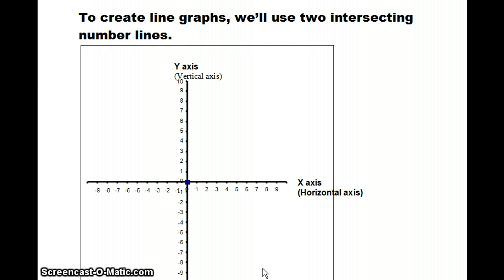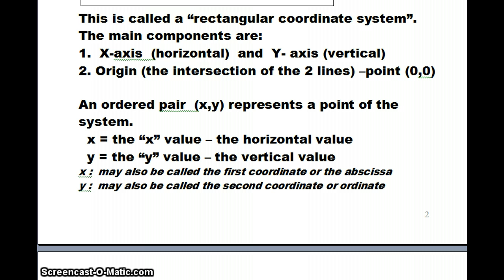To create line graphs, we're going to use two intersecting lines. Previously, we graphed using just the horizontal axis. Now we're going to be graphing using two axes. X is going to be called the horizontal axis, and the vertical axis is going to be called our y-axis. They intersect at the point which is called 0, 0. The name for this is sometimes called a rectangular coordinate system. I typically just call it an XY axis. The main components of it are the x-axis, which is the horizontal, the y-axis, which is the vertical, the up and down one, and the origin, which I mentioned, is the intersection of those two lines. It's also called the point 0, 0.